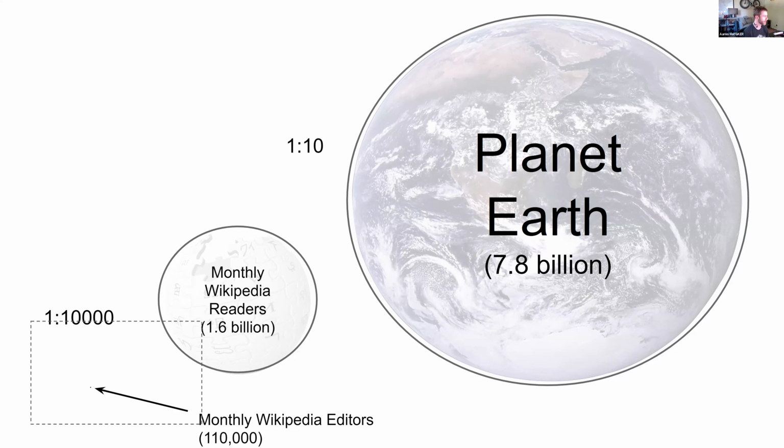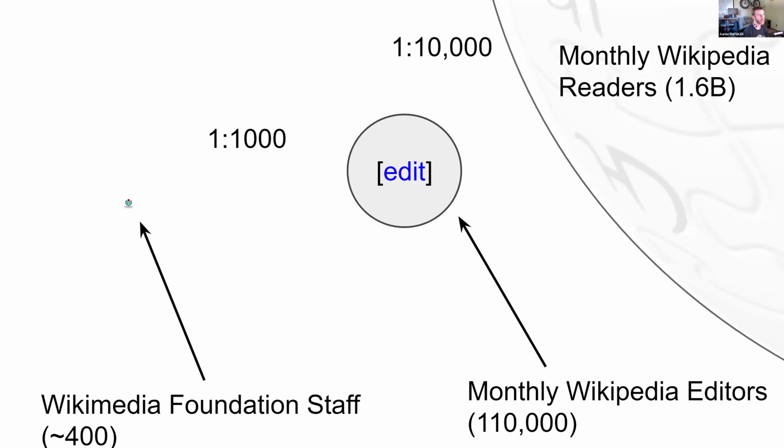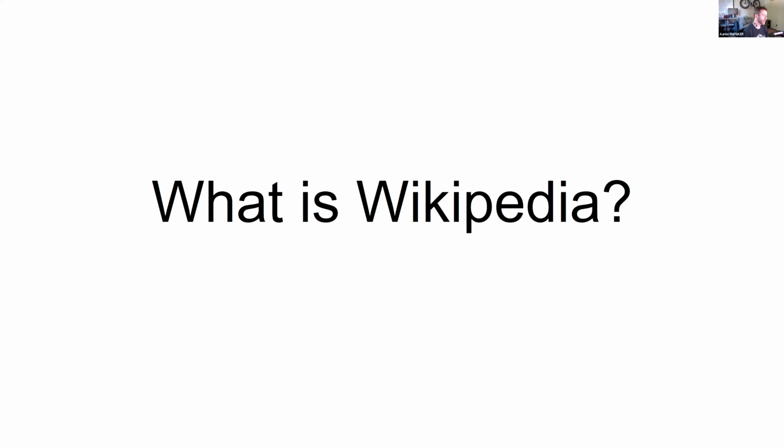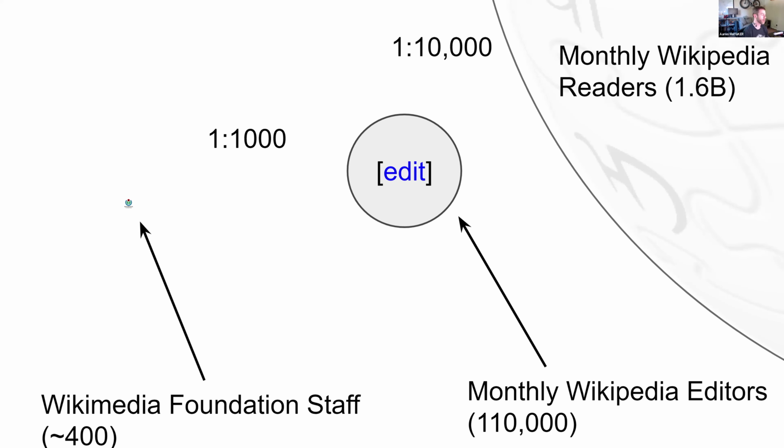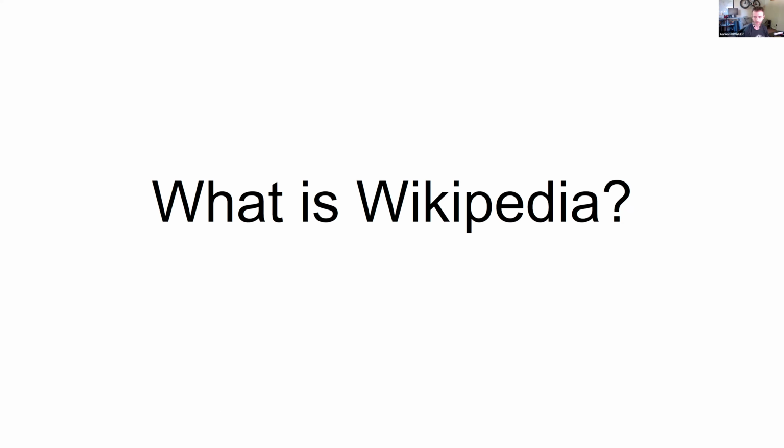Let's zoom into this spot and talk about what's there. So we have 1 to 10,000 editors to readers. And then we have the Wikimedia Foundation, the organization behind Wikipedia that supports the editors, keeps the site online, fights legal battles. They're a full-on corporation, have an HR department and all that sort of stuff. They're about 400 people, so they're about 1 to 1,000 with the Wikipedia editors. That should give you a sense of scale about what we're dealing with in Wikipedia, where the paid staff are, where the volunteers are, and how that reflects the entire population of the planet.